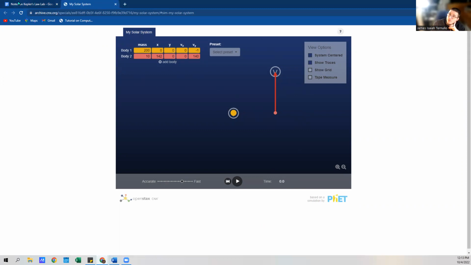So what we're doing in the lab is we're going to play around with orbits. As you can see here, we have this big mass and we have this little mass, and we're going to try to make this little mass orbit the bigger one. The way that we're going to do that is we're going to input these different things for these parameters here, and we're going to hit the play button. Just to show, I'm going to put this on accurate, and I'm going to hit play.